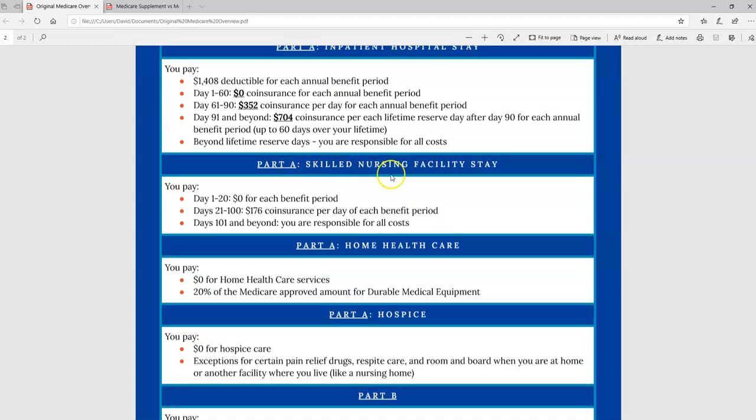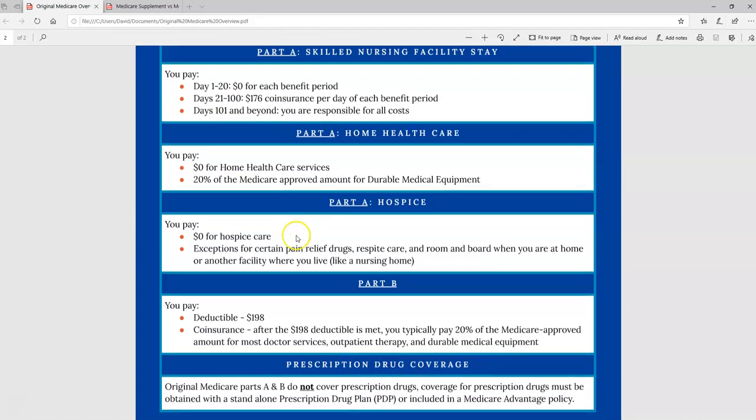Part A, skilled nursing facility stay. So you would pay for days 1 through 20 a $0 coinsurance for each benefit period. Days 21 through 100, you'd be responsible for a $176 coinsurance per day of each benefit period. And then days 101 and beyond, you are responsible for all costs.